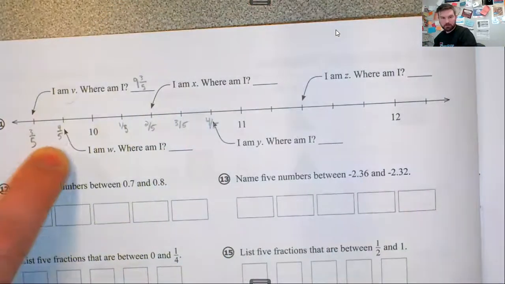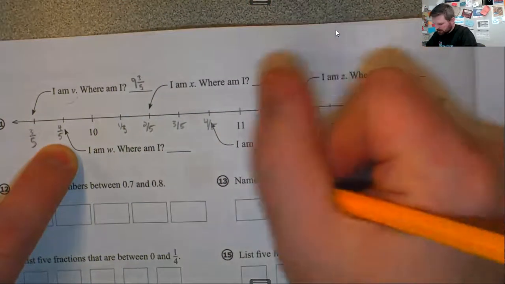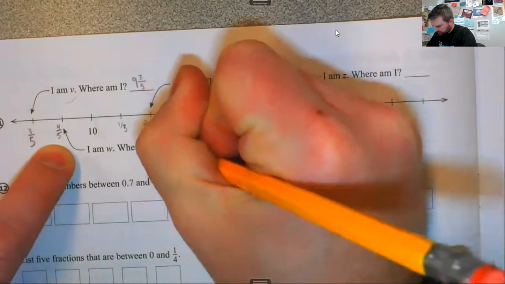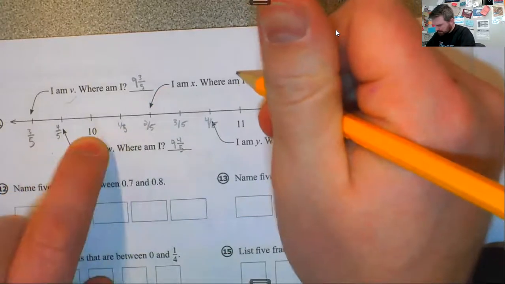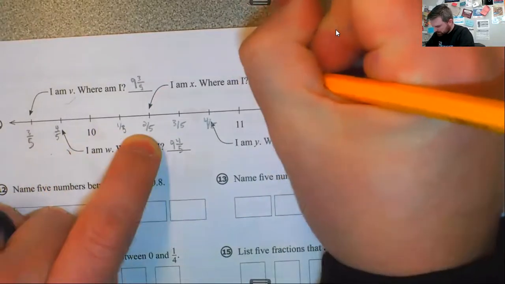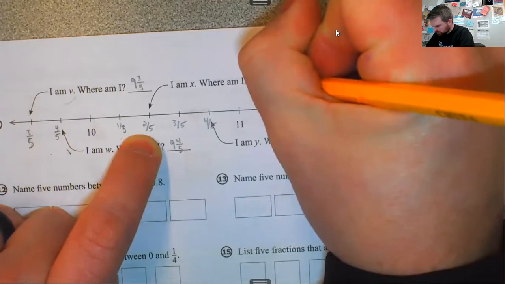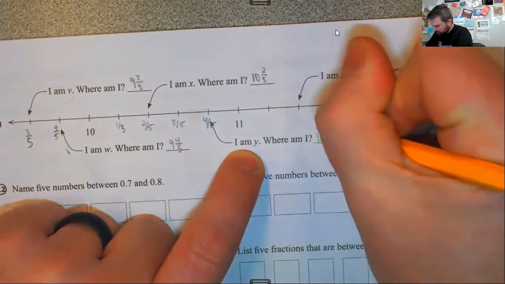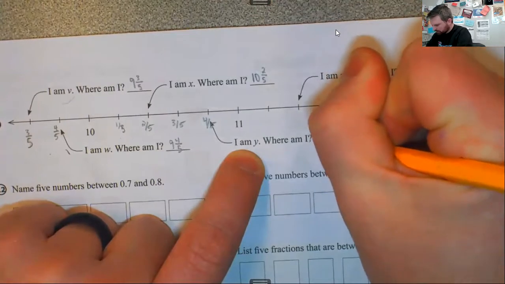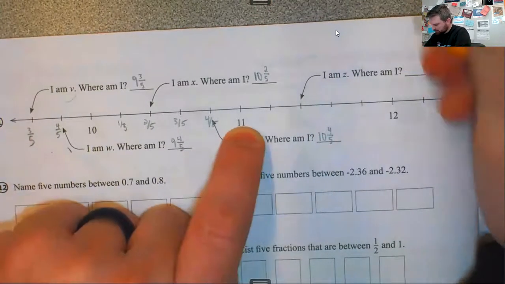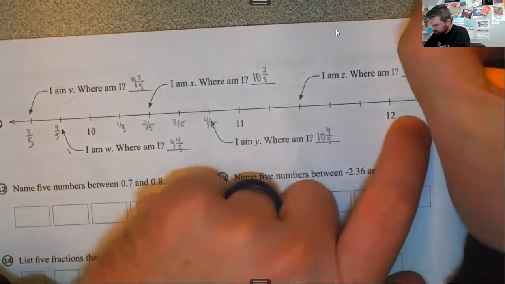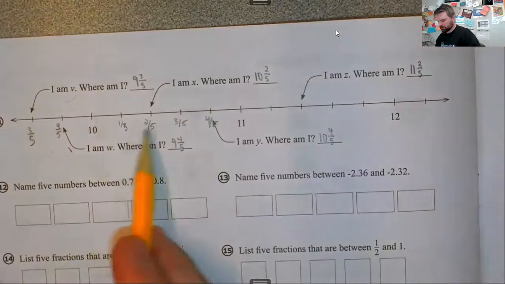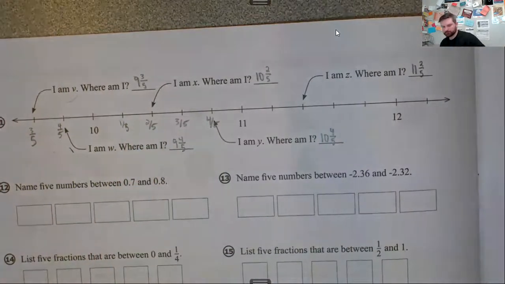Okay, where am I? W is at 9 4/5. X is at 10 2/5. Y is at 10 4/5. Okay, Z is at 11 1/2. Okay. So you got to make sure that you put those fractions in there.